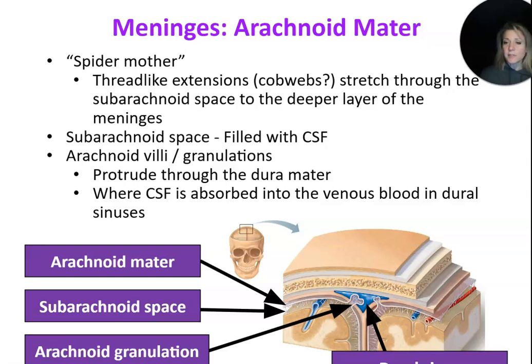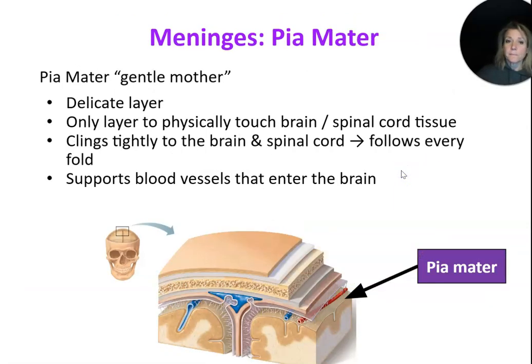It kind of looks like a little chef's hat or maybe even like the end of a long bone, but they're just these little projections that are going to allow for cerebrospinal fluid to dump into those dural sinuses so that it can become a part of the venous blood supply, and it gets filtered as it joins the general circulation of blood. And then the pia mater, this is the gentle mother. It's the only layer to actually touch the brain tissue itself, and it's going to support blood vessels that enter into the brain.